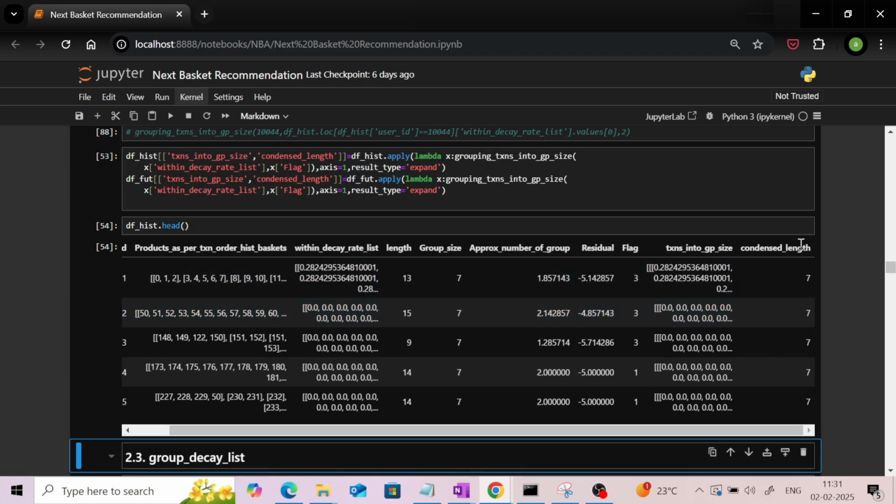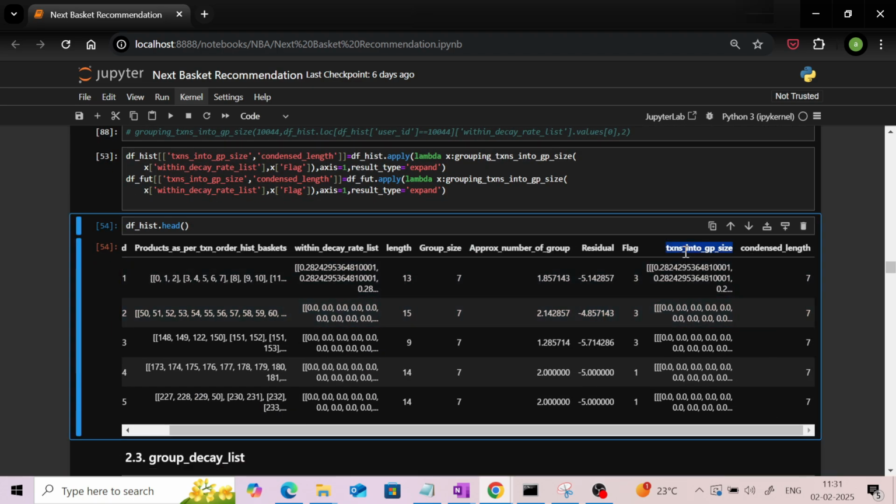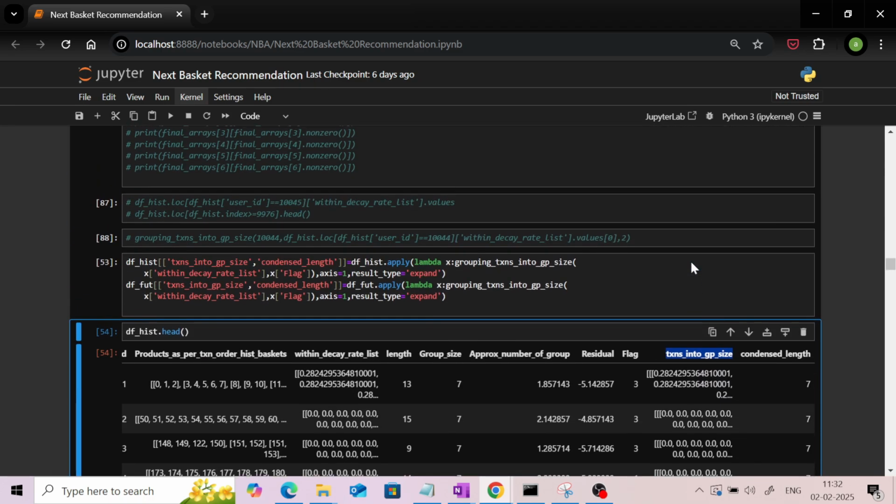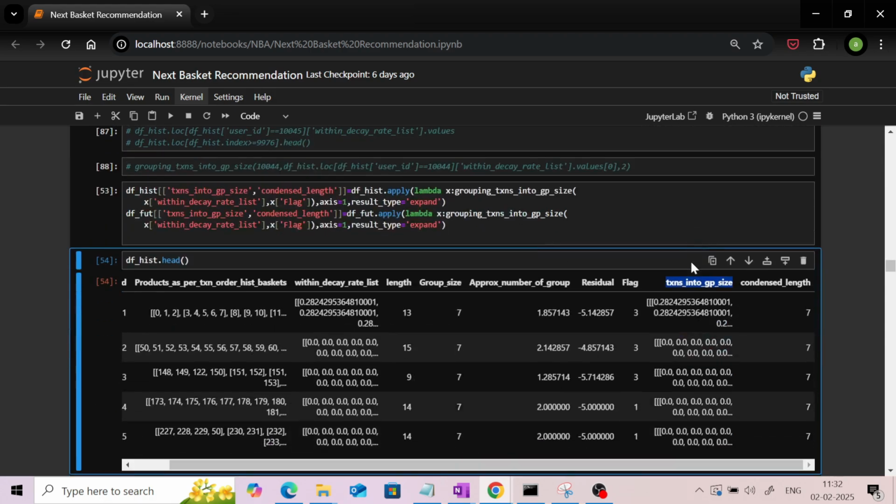Now if we do a df hist dot head, we see the output of this transactions into group size has been created. All these lists have a condensed length of 7, and as explained in the function, the calculation has been performed and the final output is written. So that's pretty much it on grouping transactions into group size.